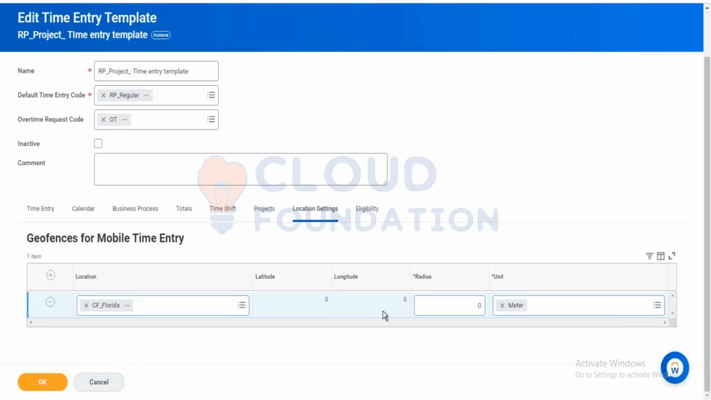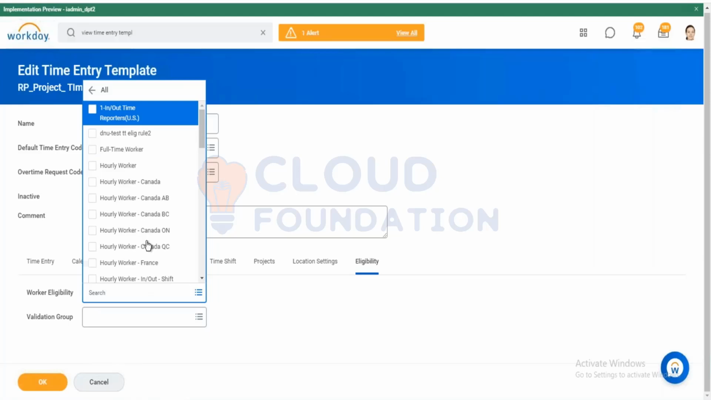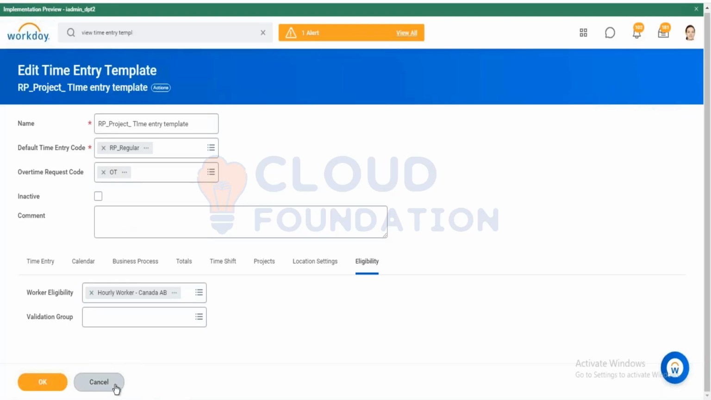And after that, eligibility. Who will be using this? That is known as eligibility. Initially, Amit Patel was using Dallas. You just need to add the eligibility rule: who is eligible for this time entry template? I'm just making a blunder over here in order to understand, to give you another step.